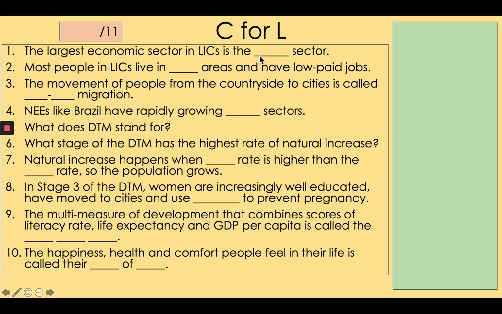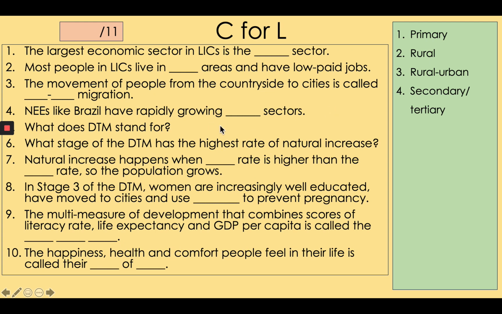So number 1, the largest economic sector in LICs is the primary sector. So in rural areas, farmers, miners. 2, most people in LICs live in rural areas and have low-paid jobs. 3, the movement of people from the countryside to cities is called rural to urban migration. 4, NEEs like Brazil have rapidly growing secondary and tertiary sectors.